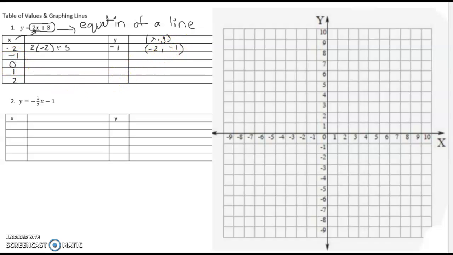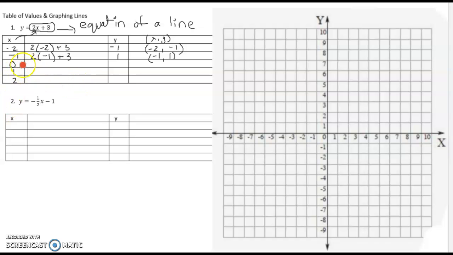The next one, we can fill in when x equals negative 1. So it's going to be 2 times negative 1 plus 3. So 2 times negative 1 is negative 2. Negative 2 plus 3 gives us positive 1. So our coordinates now, x is negative 1 and y is positive 1.